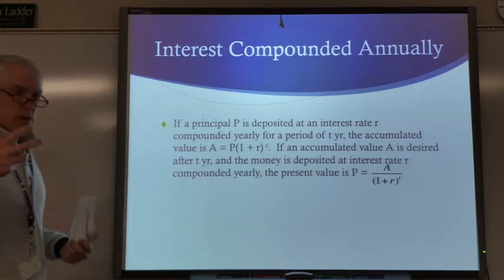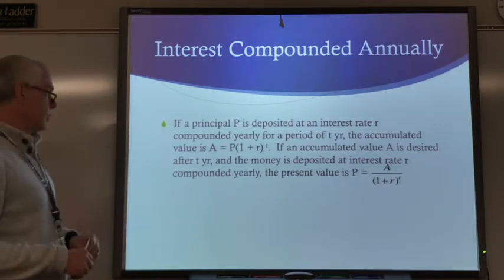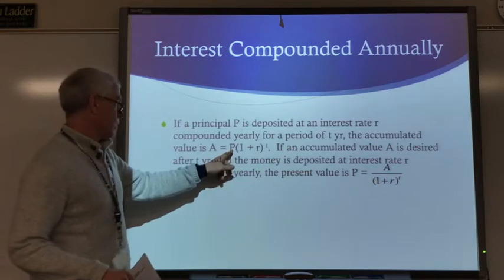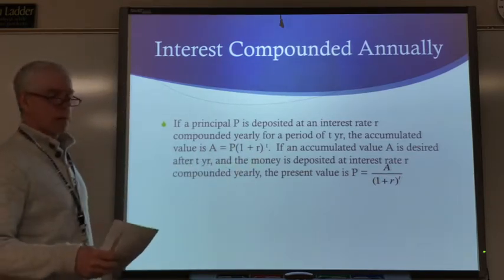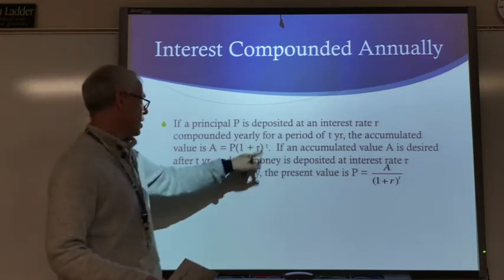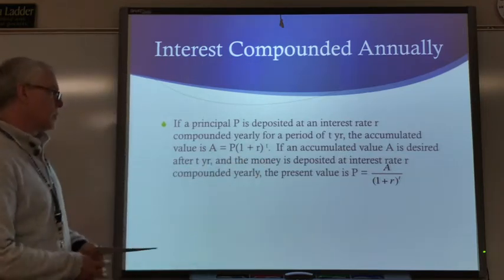So if I compound it, or I calculate the interest once a year, then my formula looks like this: principal times 1 plus the rate, so 1 plus 0.05 if it was 5%, raised to the t, the number of years. Okay?